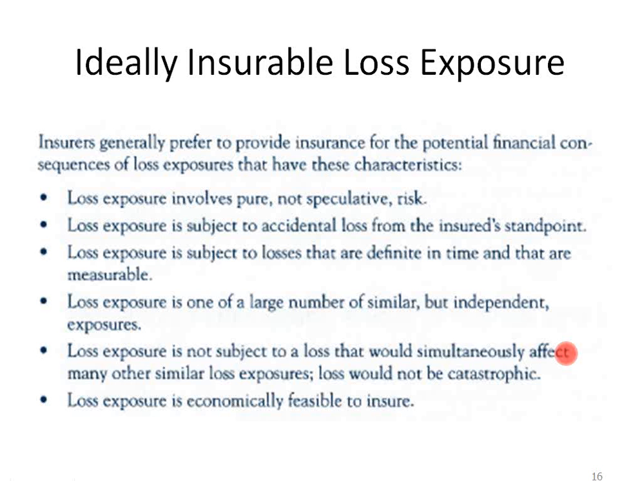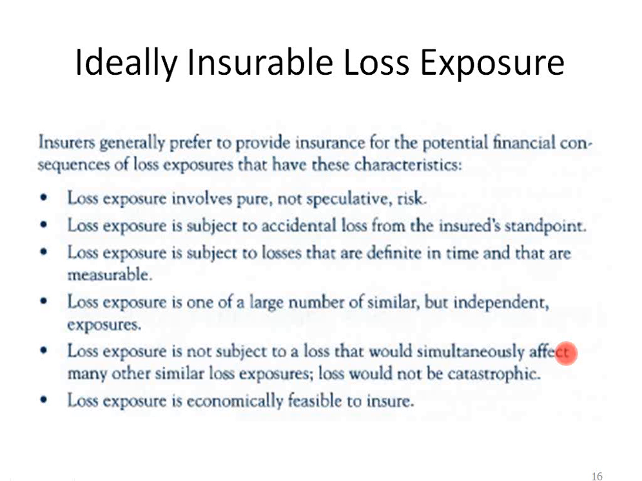And this is again foundational: the ideally insurable loss exposure. This is probably the one that you do want to memorize, and if you think about it, it makes common sense. This is what insurance companies would characterize as the perfect risk. It's a loss exposure that involves pure, not speculative, risk. Speculative meaning that there can be gain typically in the activity. With a pure risk, it's either the accident happens or it doesn't happen. So that's pure risk. The loss exposure is subject to accidental loss from the insured's standpoint.